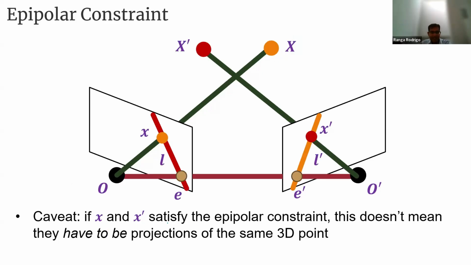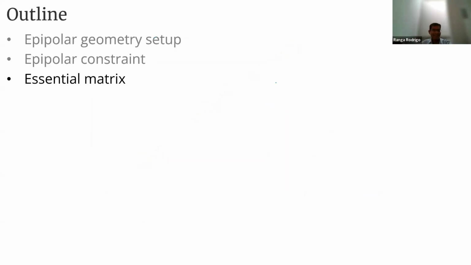So caveat: if x and x prime satisfy the epipolar constraint, it does not mean that they have to be a projection of the same 3D point. They can be along anything, anywhere, right? Along the ray, it can be here, this can be there. It doesn't have to be exactly here. That problem is there. Okay, that is the epipolar constraint. Now let's mathematically characterize that using the essential matrix.